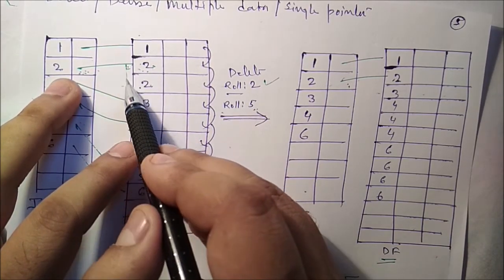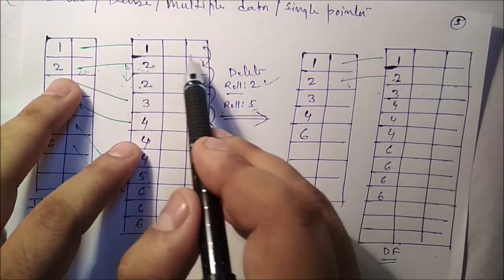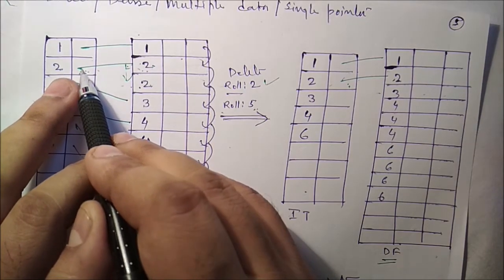Then we use sequential search. Now suppose you want to delete these 2, then it's no problem. But if you want to delete this particular 2, we have to update this particular part. So here you have to store the address of these 2.